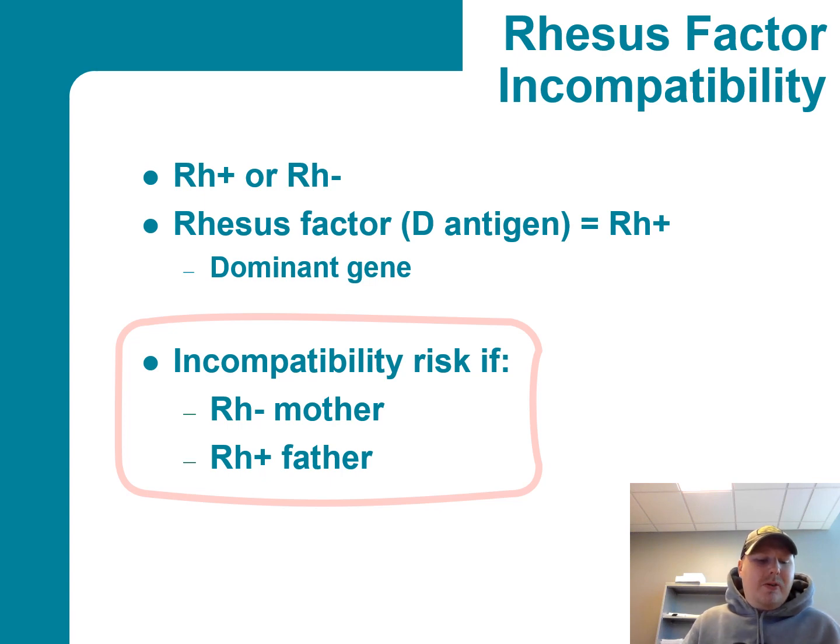So Rhesus factor is really quite simple. It's either there or it's not. It's coded by a single dominant gene which may be present in homozygous or heterozygous form in the father. So consider Rhesus factor incompatibility whenever we have a Rhesus negative mother and a Rhesus positive father.